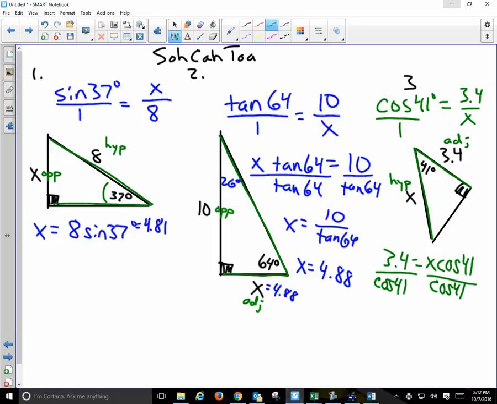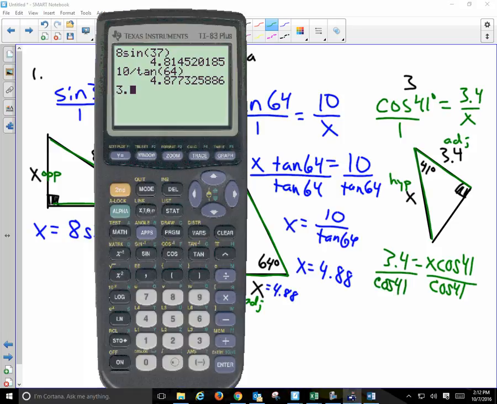And as I give this a shot, 3.4 divided by the cosine of 41, and we get 4.51 is equal to x. So 4.51. Does it make sense that that one's longer? Yep, because it's across from the 90-degree angle as the hypotenuse. It's going to be the longest one of all.